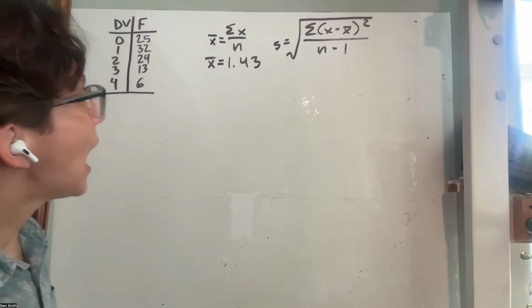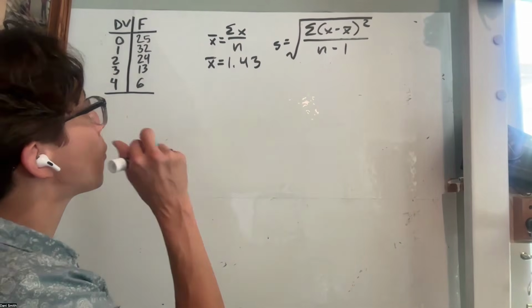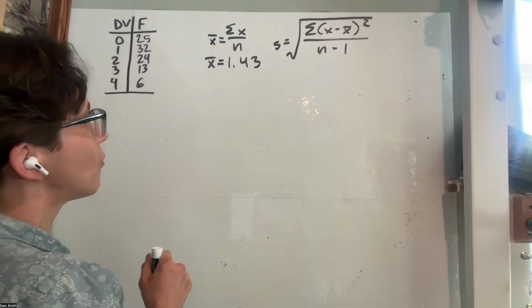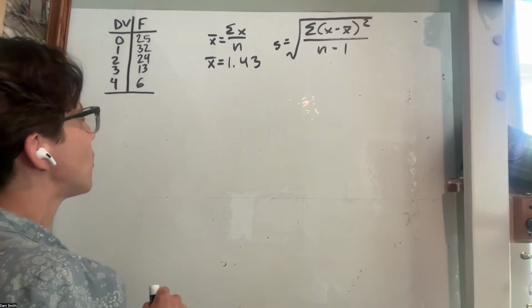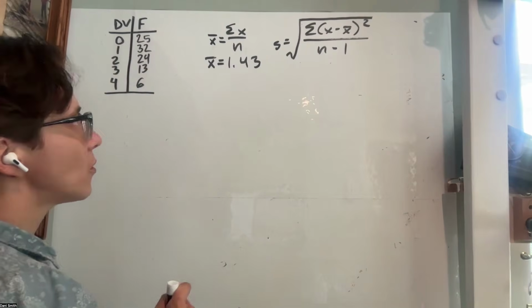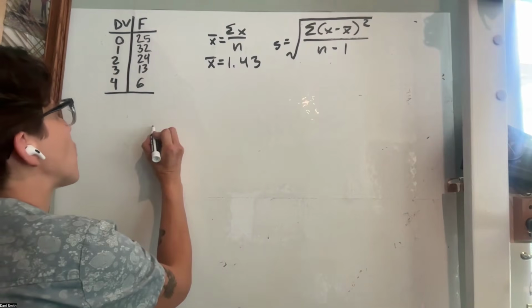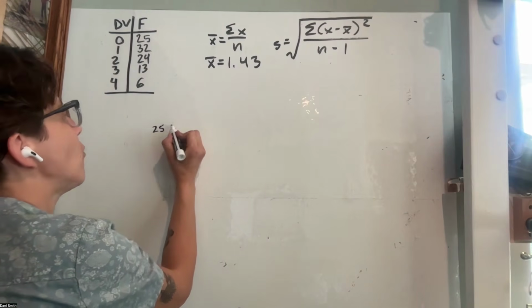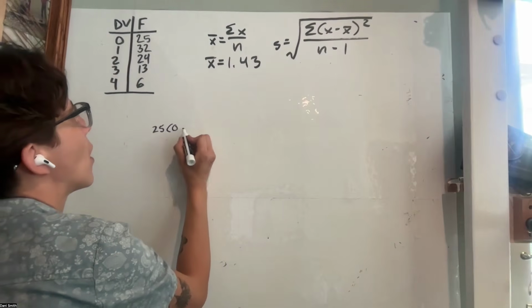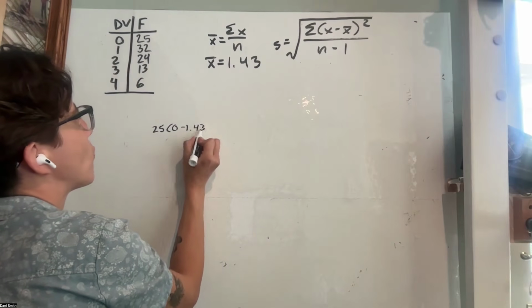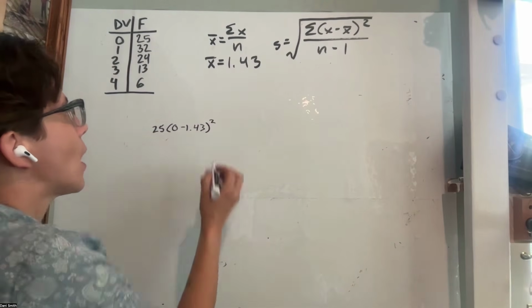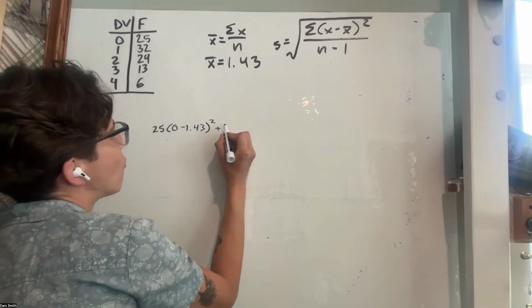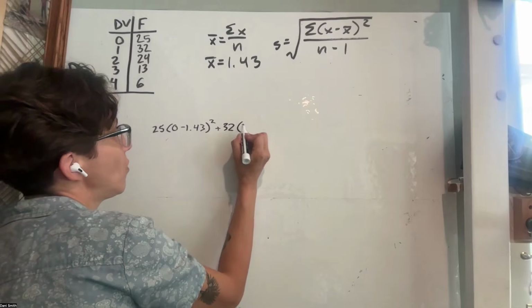So in order to write this one out, we need to take 0, 1, 2, 3, and 4 and subtract the mean from each of them. But we also need to include the frequencies. So I'm going to start with, I've got 25 zeros. I subtract 1.43 from that, square it.